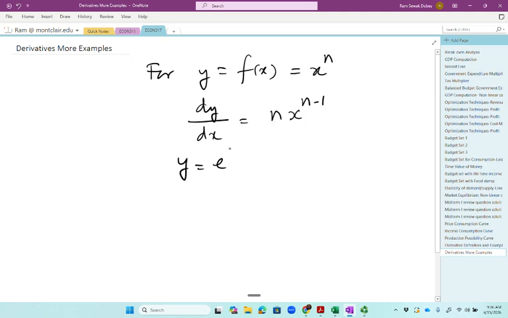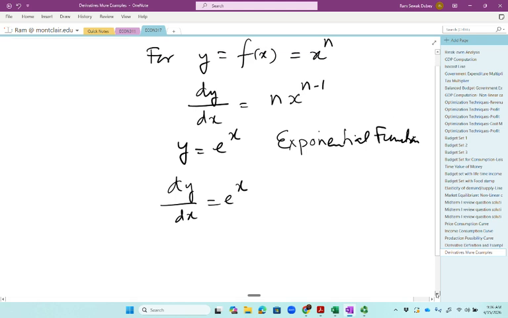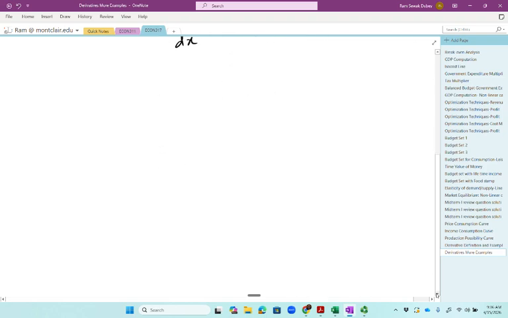First one, y equal to e to the power x. This is the exponential function and the derivative is the function itself. So for e to the power x, the derivative is e to the power x itself. Then I take an example of the logarithmic function, y equal to log natural of x. The derivative is 1 divided by x.